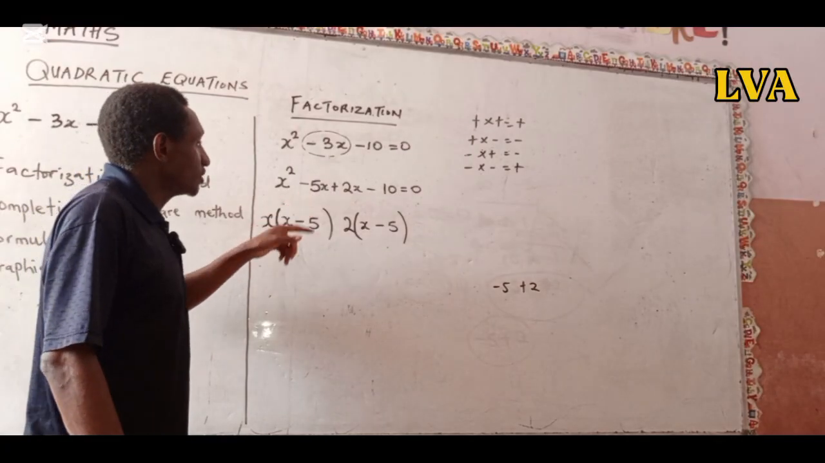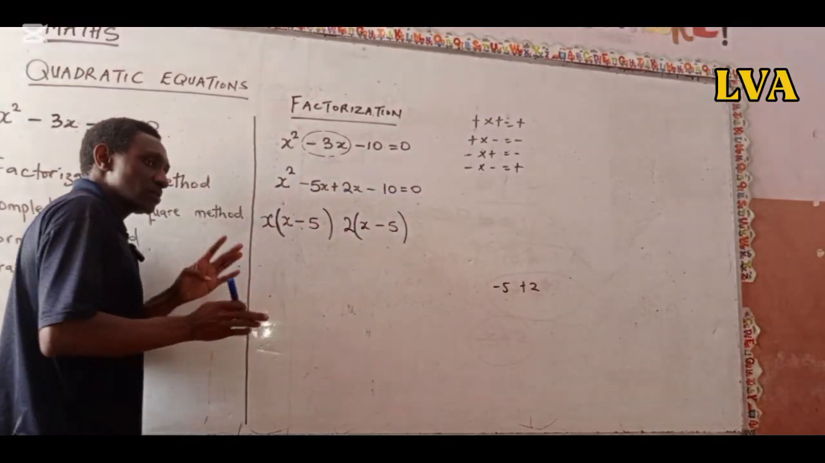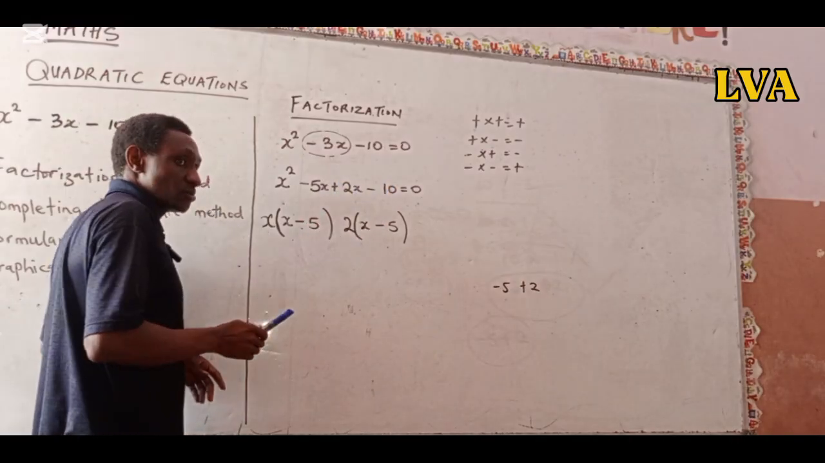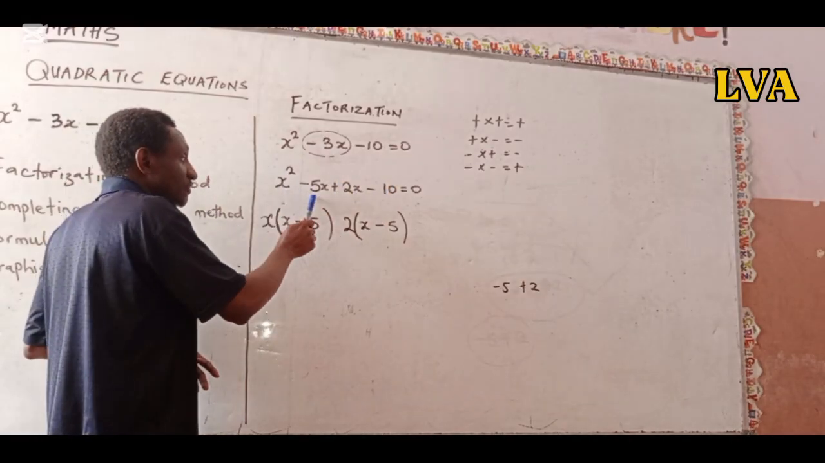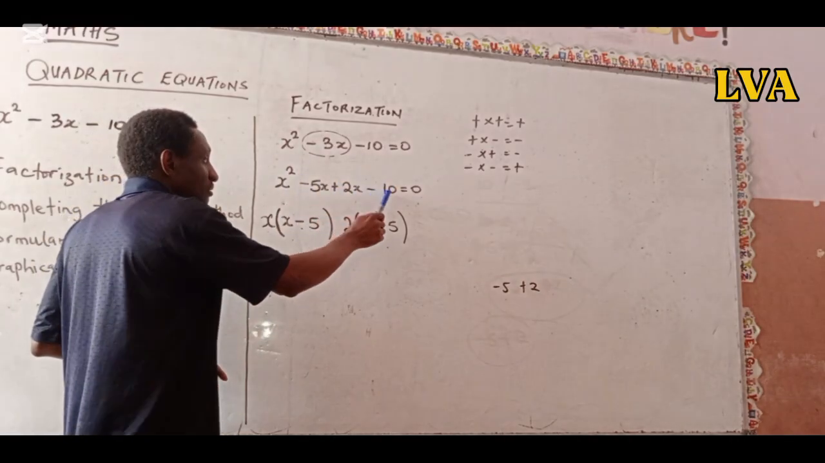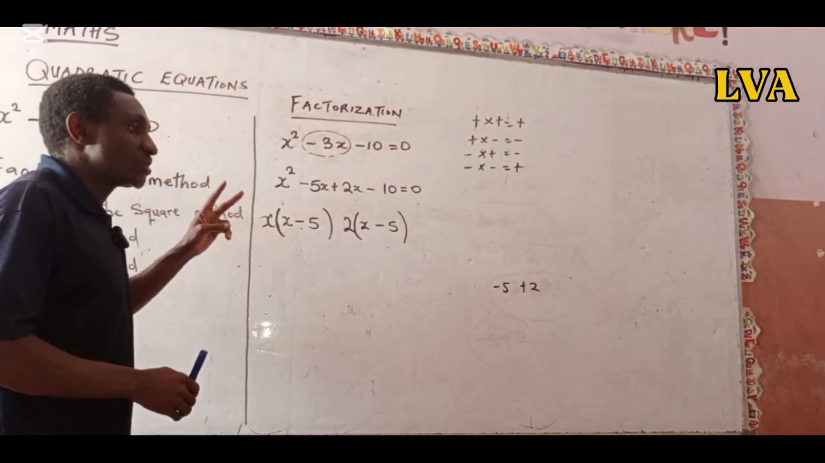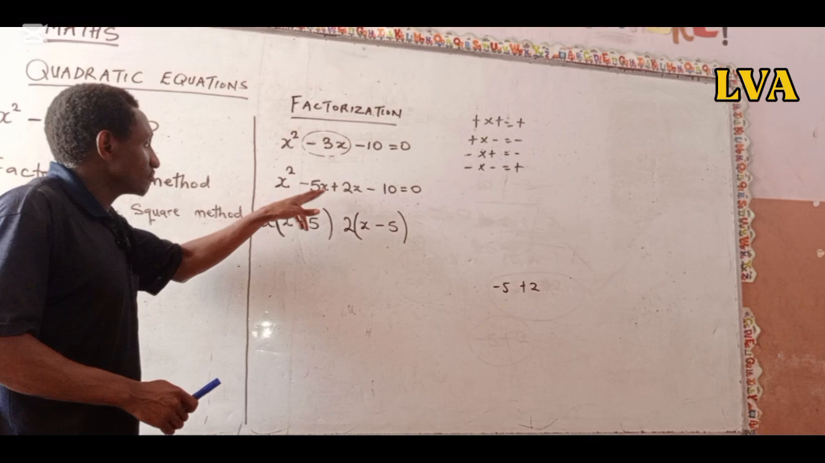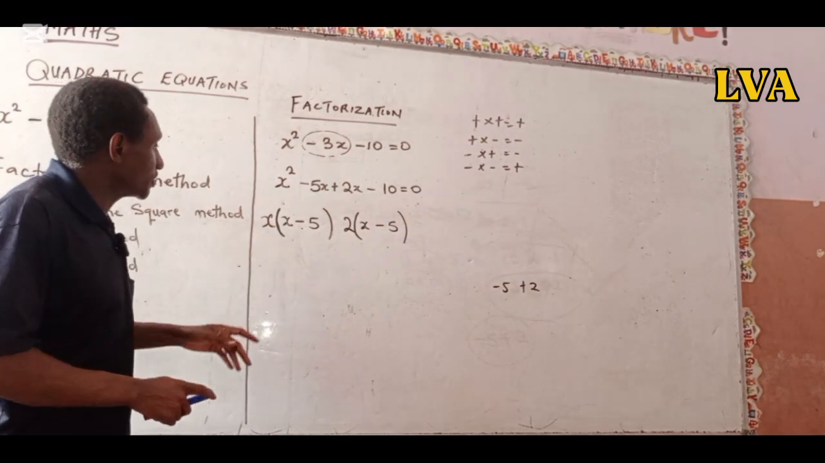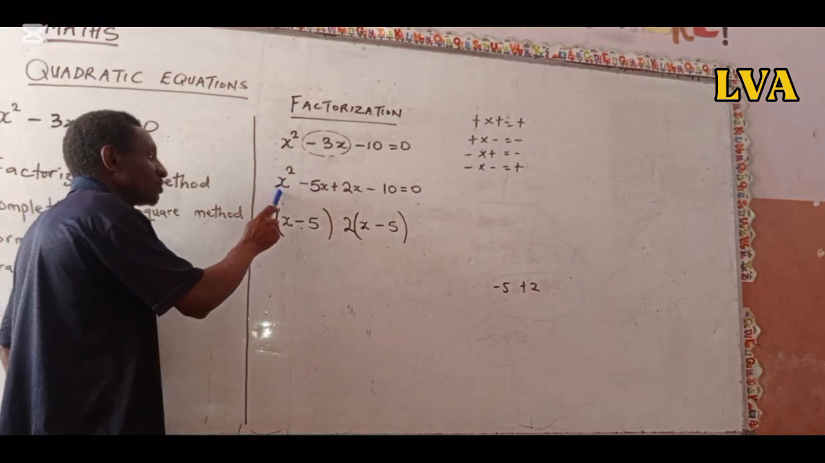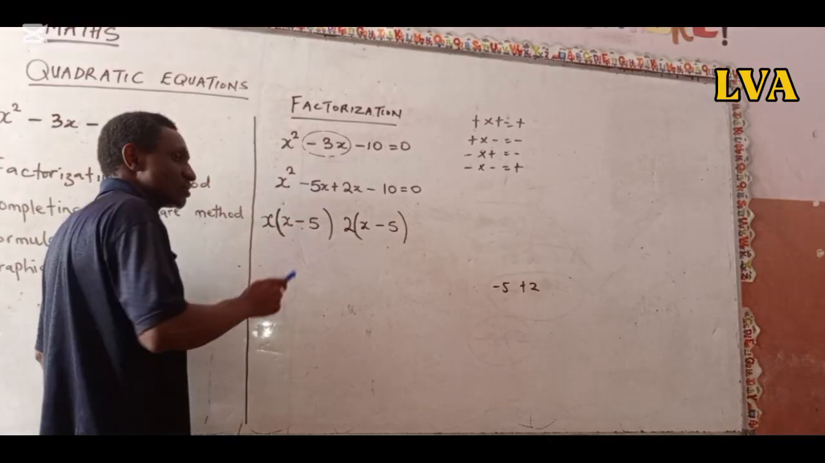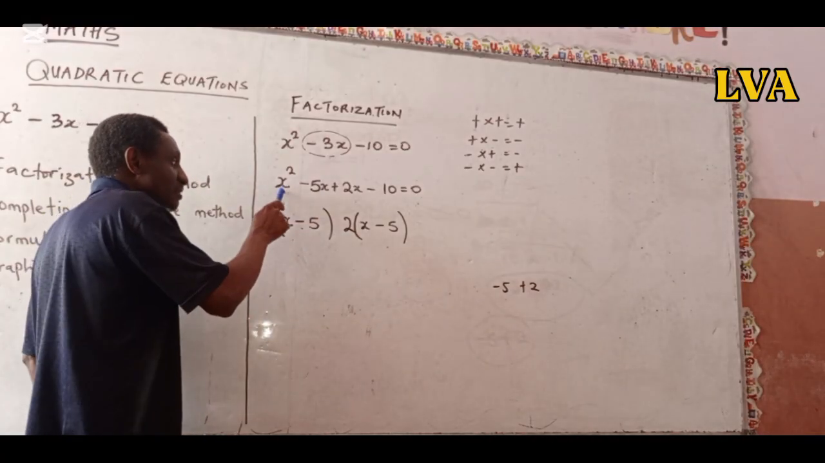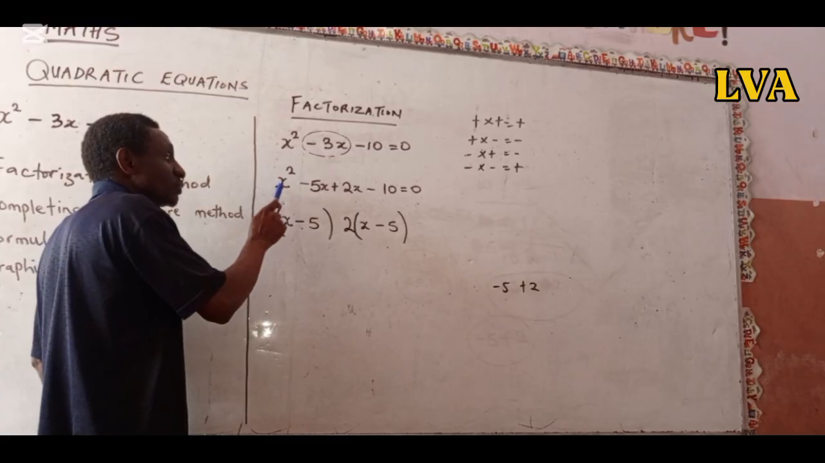Having gotten this step, I have 4 terms: first term, second term, third term, and fourth term. It's x squared, then minus 5x, then plus 2x, and then minus 10. Now for the first two terms, I will look for what is common between them, which is x. You have x here, and you also have x here. So x is common between x squared and 5x.